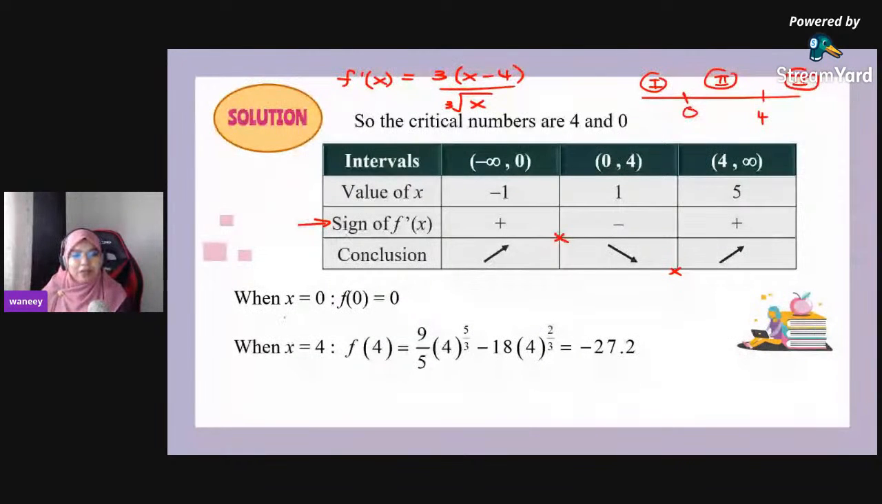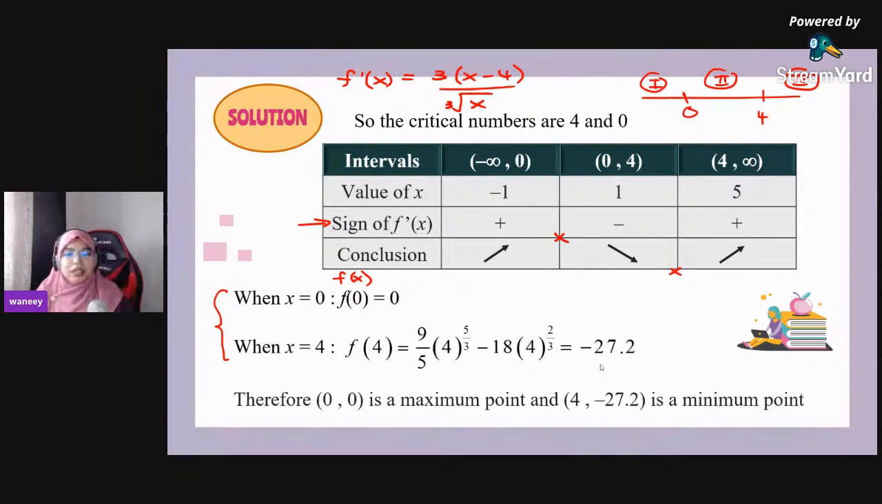But for this one, I want to know what is the value of y because I need to get the point. I already know I will have a maximum at 0 and a minimum at 4. So now I need to know what is the y value. For this case, I'm substituting at f(x). So I substitute with x equal to 0, I get 0. When I substitute with x equal to 4, I get negative 27.2. Therefore, (0, 0) is a maximum point, and (4, negative 27.2) is a minimum point. So one is maximum, another one is a minimum.